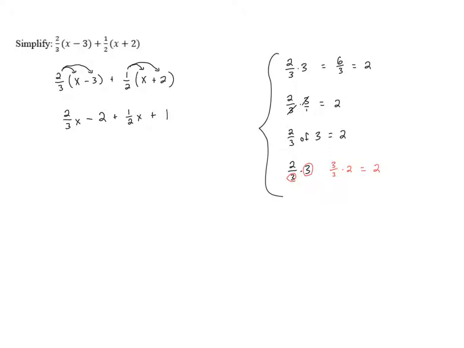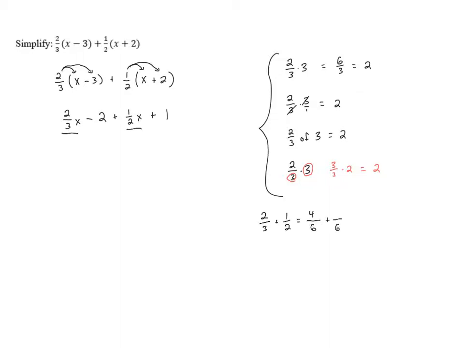And now we're at a position where we can combine like terms. Let's look at the x terms first. To combine the x terms, we need to take 2/3 plus 1/2. We need to combine the coefficients. I'm going to do that over here. 2/3 plus 1/2 can be done with a common denominator of 6.